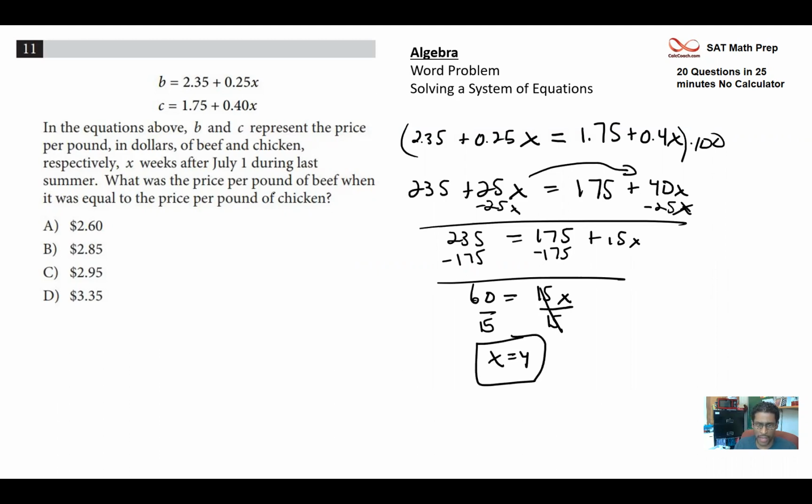You want the price per pound of beef. So B is equal to 2.35, and then we add on a quarter times x. So times 4, it's like adding on another dollar. 2.35 plus 1 should be 3.35 for this question.